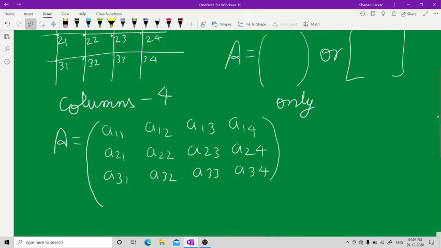How many rows are there? There are three rows. This is a cross. Don't consider it as a multiplication. I'm repeating it, 3 cross 4. Like you write your name and your surname, similarly, you write the number of rows first. Then you write a cross. Then you write the number of columns. R cross C. That means first you write the number of rows, then you write the number of columns. This is the way we write a matrix.